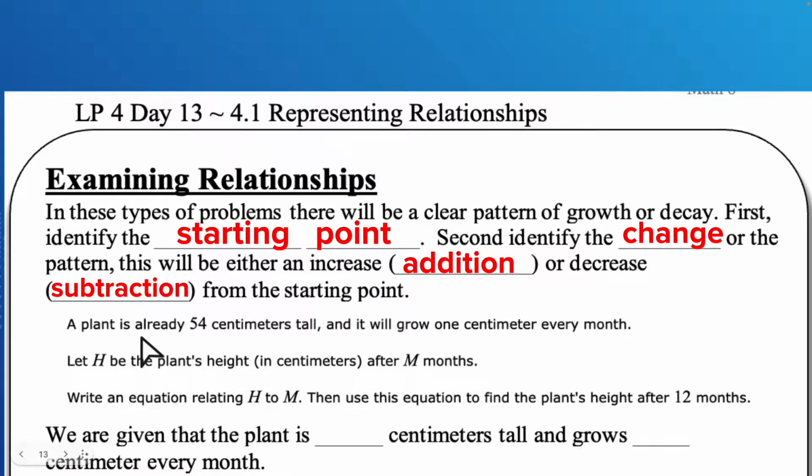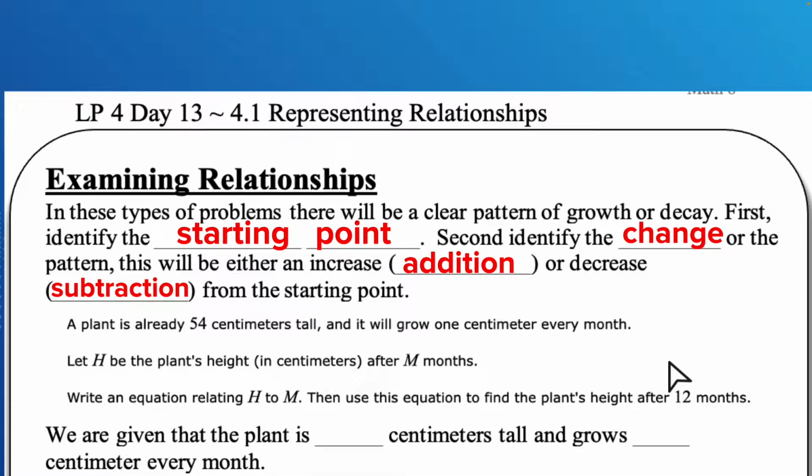A plant is already 54 centimeters tall, and it will grow 1 centimeter every month. Let h be the plant's height in centimeters after m months. Write an equation relating h to m. Then use this equation to find the plant's height after 12 months. All right, so first, what are we given? What do we know about this problem?